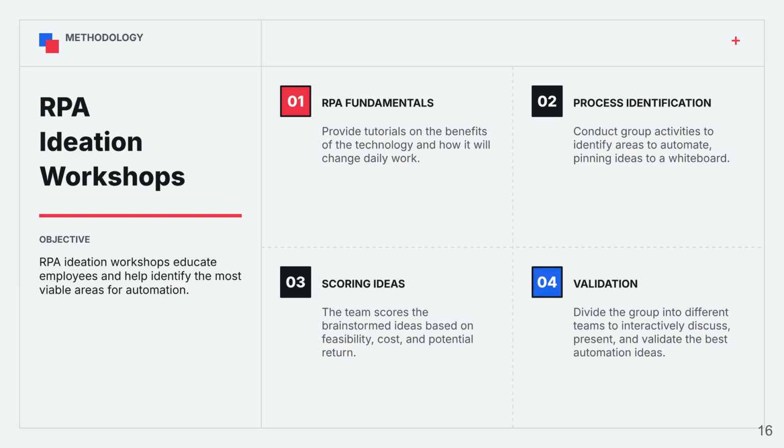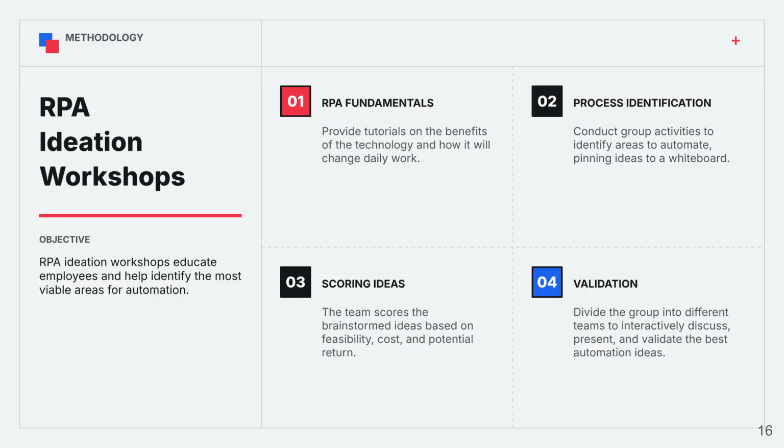Next, the team identifies candidate processes for automation. Employees who perform daily operations often have the best understanding of repetitive, time-consuming tasks. Through brainstorming and group discussions, they suggest processes that could benefit from automation. Once ideas are collected, they are evaluated using scoring criteria such as technical feasibility, implementation cost, expected return on investment, process complexity, and potential business impact. This helps prioritize the most practical and valuable automation opportunities.